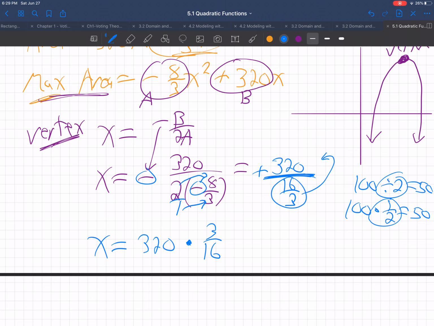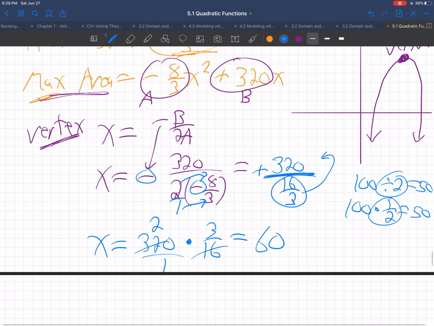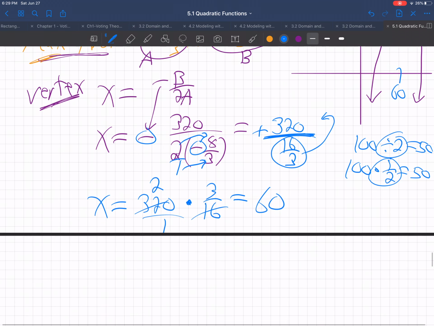So now you just use your calculator on that. I think I'll do it by hand. Put this over 1. 16 goes into 32 2 times, 20 times 3, 60. So x is 60. So I've got x. That's the x value of my parabola. How do I get now the y value?